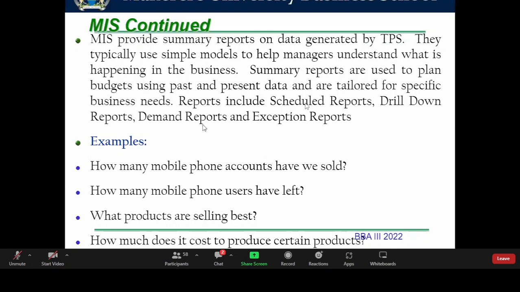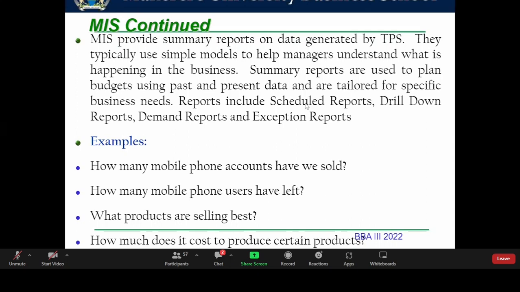They typically use simple models to help managers understand what is happening in the business. The simple models could be in line with the data that has been generated and what that data is used to do in regard to decision making. Summary reports are used to plan budgets using past and present data and are tailored for specific business needs. Reports include scheduled reports and drill down reports. Drill down reports go from a particular upper level to the lower level. They're also what we call down-up reports. Then there are demand reports and exception reports. All of those are kinds of reports that we get at this level.